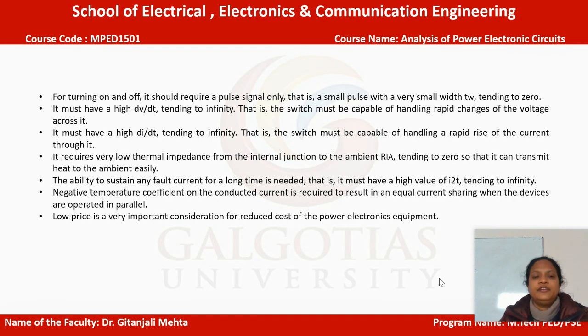It must have a high dV by dt tending to infinity, that is, the switch must be capable of handling rapid changes of the voltage across it. It must have a high di by dt tending to infinity, that is, the switch must be capable of handling a rapid rise of the current through it. It requires a very low thermal impedance from the internal junction to the ambient, that is RJA, tending to 0 so that it can transmit heat to the ambient easily.